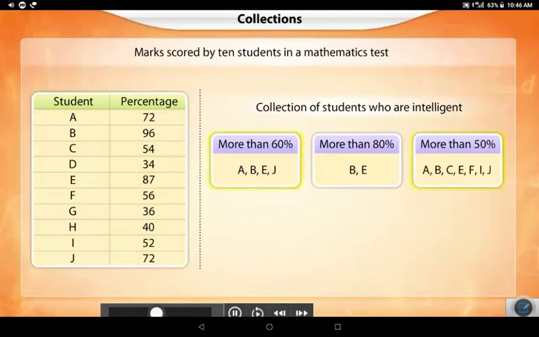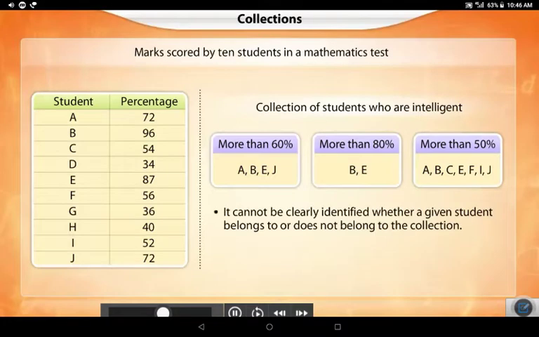For some, A may be a part of the collection, whereas for some others, he may not be a part of the collection. The definition of the collection in this case does not help us in clearly identifying the students who belong to this collection. Hence, the given collection is not a well-defined collection. Thus, we have seen that a collection may or may not be well-defined.